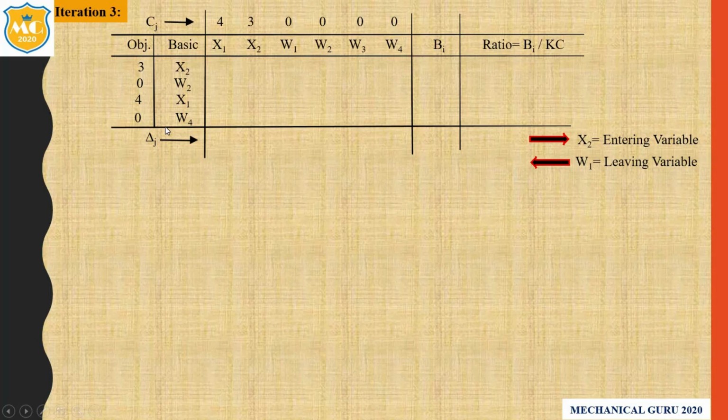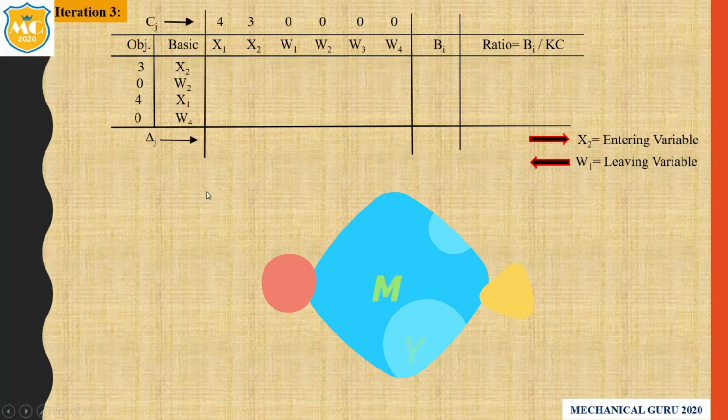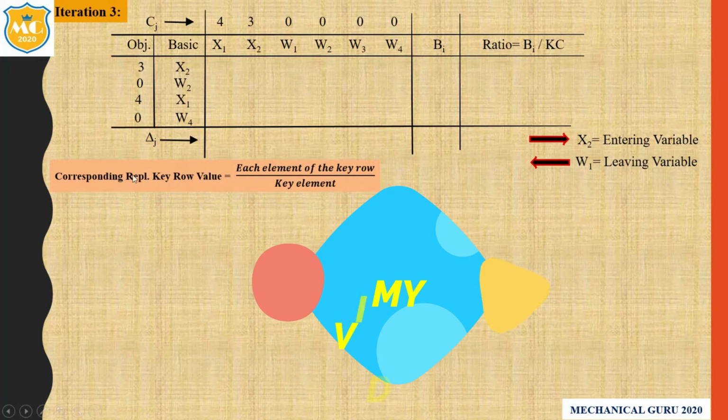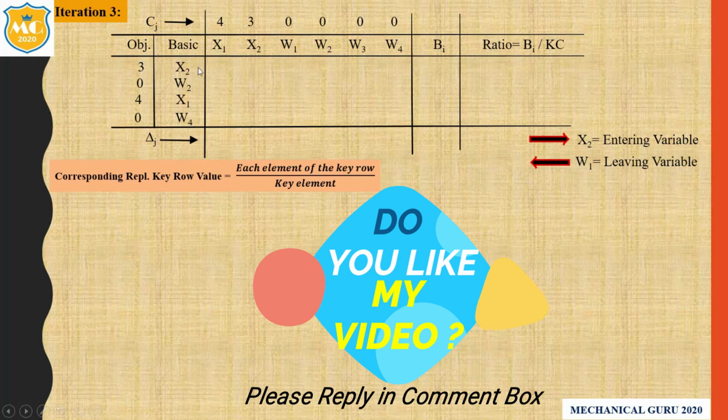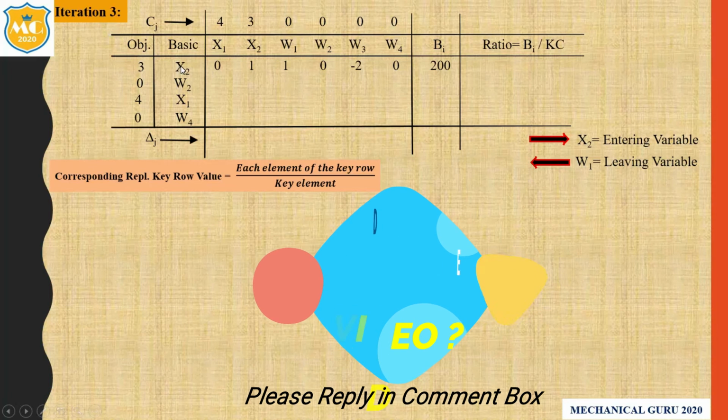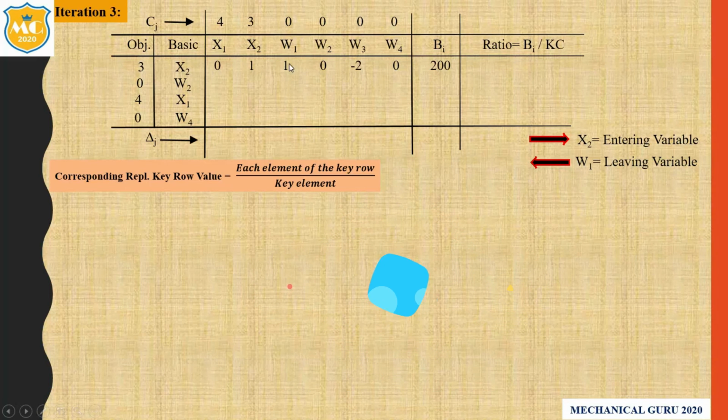Clear? Now next we have to find out this replacement key row value. Same equation you have to choose: corresponding replacement key row value is equal to each element of the key row divided by the key element. Okay, so here the key element is 1. So here all the row values are as they are. Okay, now next we have to apply the shortcut method. Okay, so here w1: w1 value 1 0 0 0. So we just have to copy and paste in the x2 column.